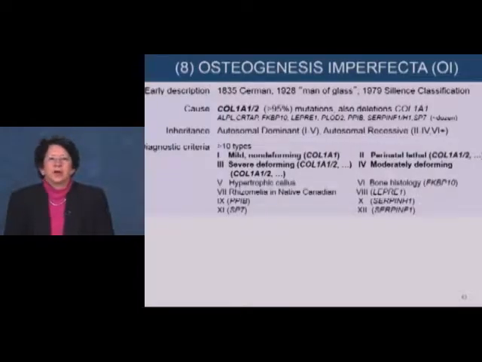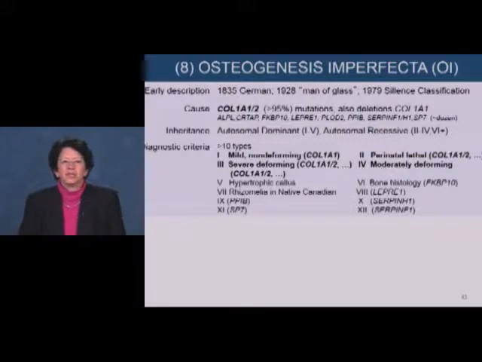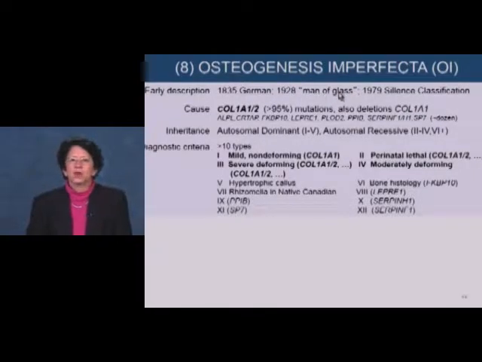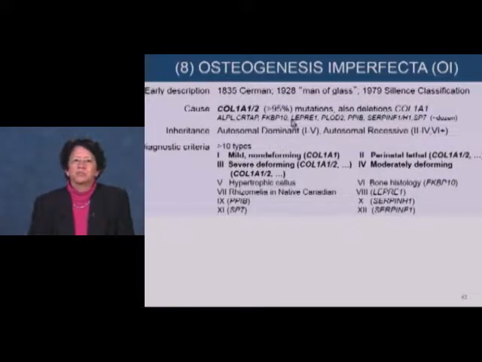So to exemplify a skeletal dysplasia, I've picked osteogenesis imperfecta. They feel that there are writings as far back as the 19th century where there have been examples. In 1928, there was a "man of glass" that was described. In 1979, the Sillence classification was used. So these are disorders of collagen, COL1A1 and COL1A2, and most of them are usually mutations, also deletions. And there are many other genes that have been described.